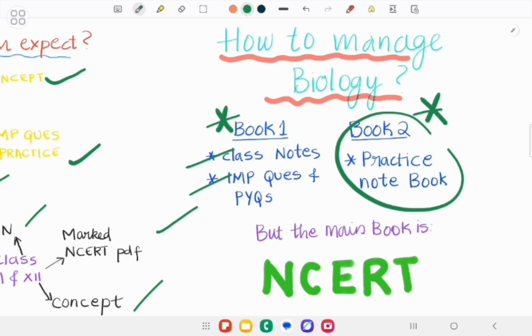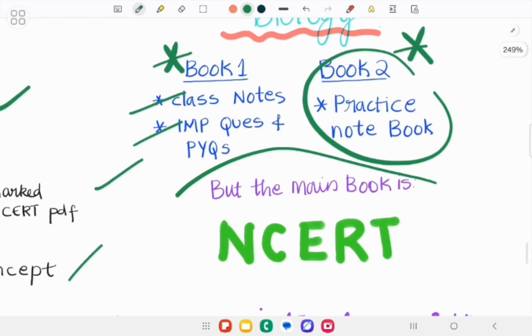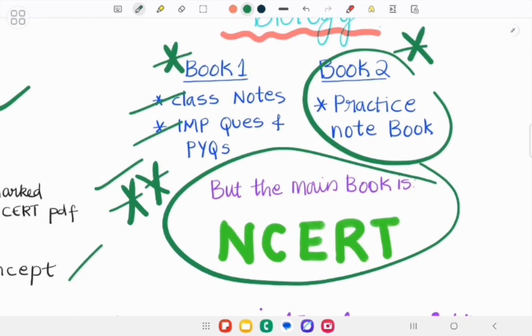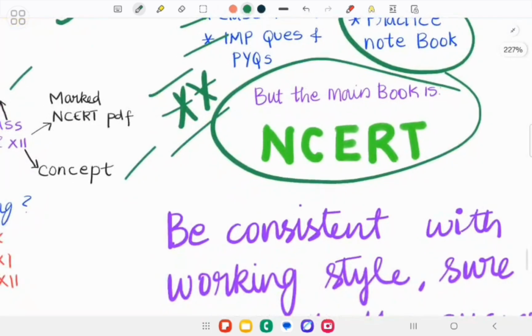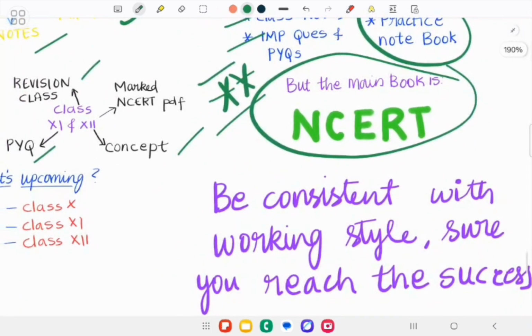What is book 2? Book 2 should be your practice notebook, where you're going to practice the MCQs, practice drawing your diagrams, or forming some important points, or you're attending some tests. All the errors, what mistakes you have made, what you have done correct, it should be logged in one place, right? So you can use a practice book for that. So if these two books are there, and the main book, that is your NCERT, if you have these three, biology is more than enough.